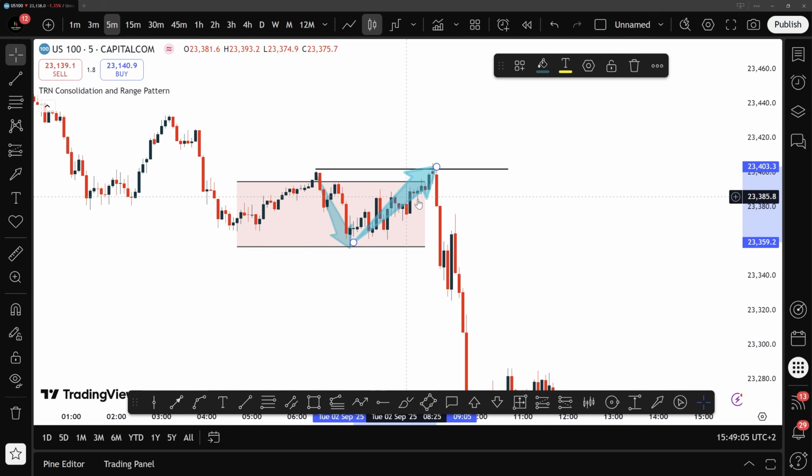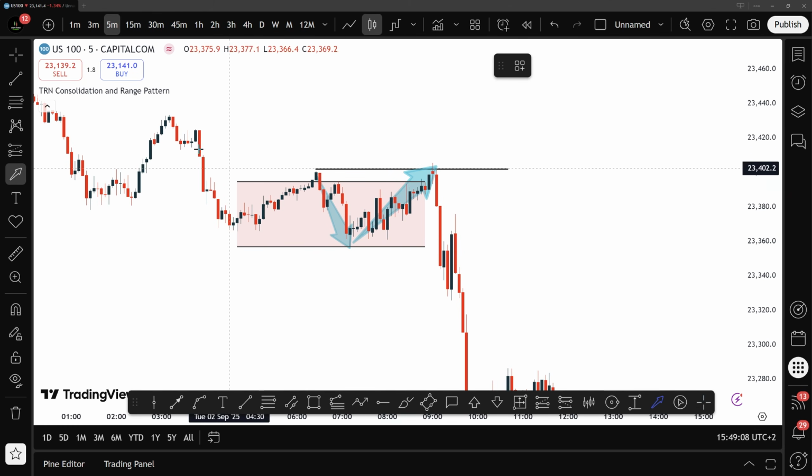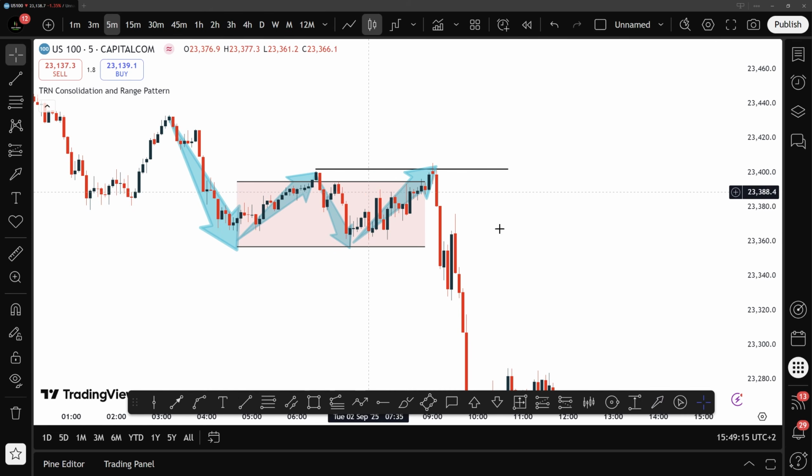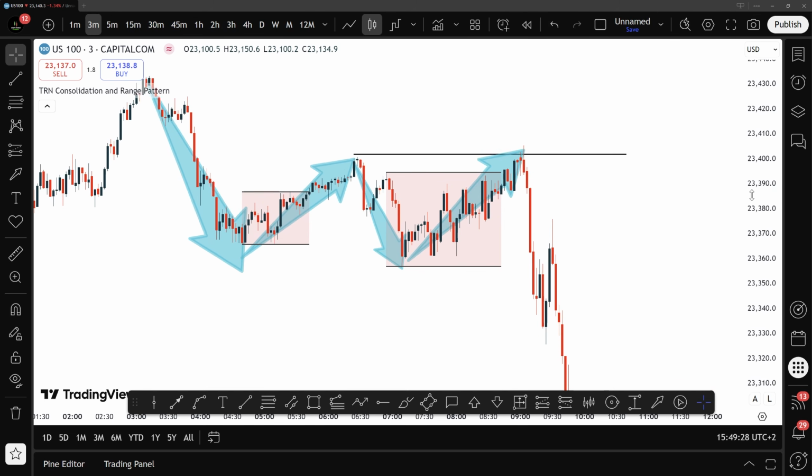So that means right now we might be in a correction. And this is a bigger correction from this one here. If we look closely, this is a bigger correction, the one that I told you is very difficult to trade. So let's look at the lower time frame, maybe the 3 minutes. This is the 3 minutes time frame.